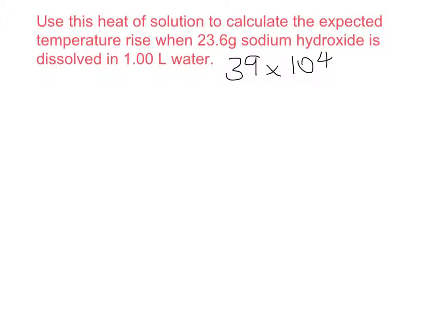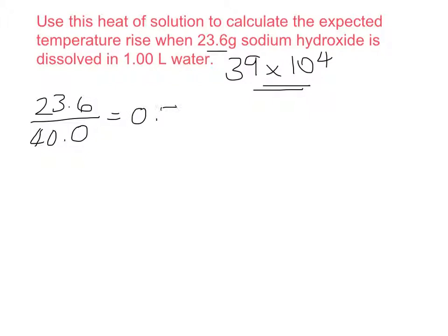So the first thing it wants us to do, we need to find out how many moles of the NaOH is actually used. In this case, I'm using 23.6 grams. I know from my previous question that the molar mass of the sodium hydroxide is 40. Remember, this is for 1 mole. So I want to find out how many moles is actually used in the 23.6 grams for this equation. I'm going to divide them, and that's going to give me an answer of 0.590 moles.